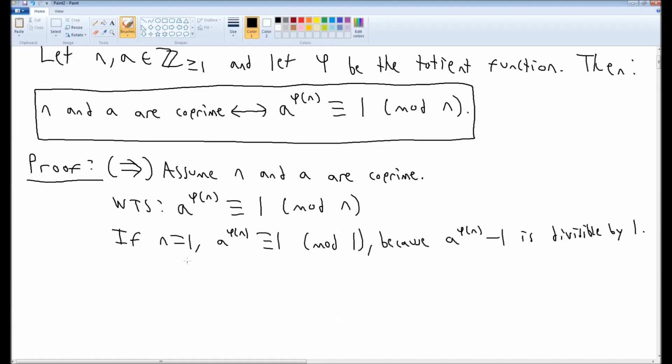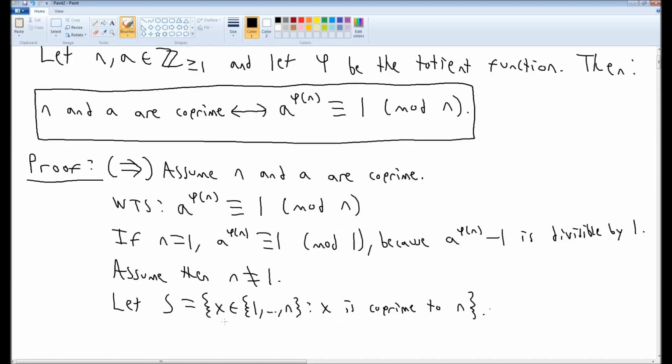Okay, well, notice that in the special case that n is 1, this congruence holds. And why? Because saying that this is true is the same as saying that when you subtract these two, the result is divisible by 1, okay? The thing is, any integer is divisible by 1, so this is trivially true. Assume then for the rest of the proof, at least proving the forward direction, that n's not equal to 1. So that means it has to be 2 or greater.